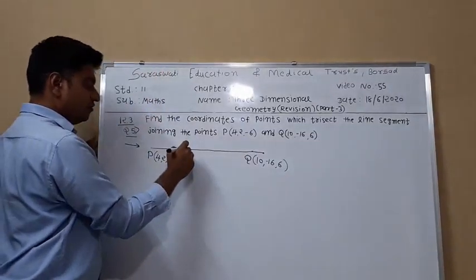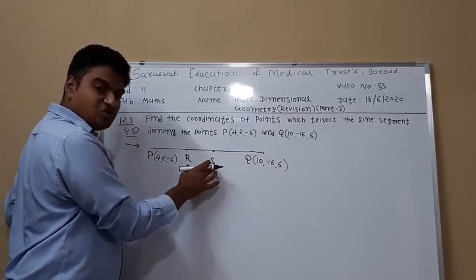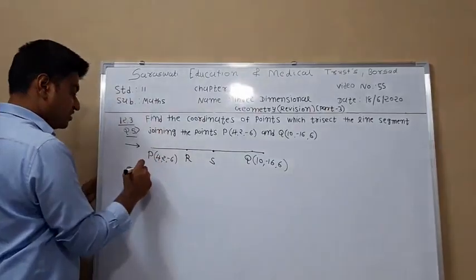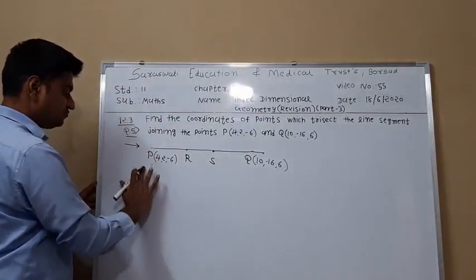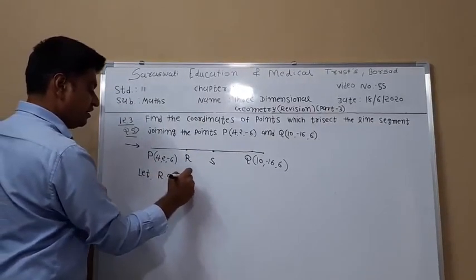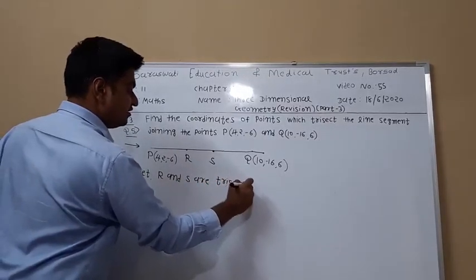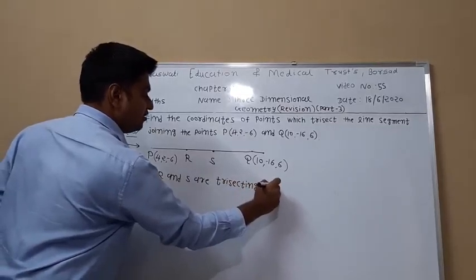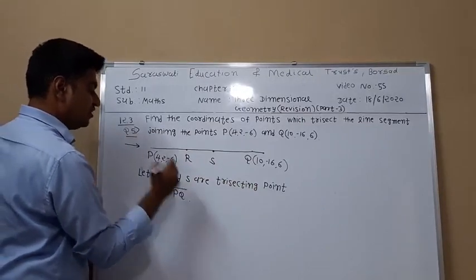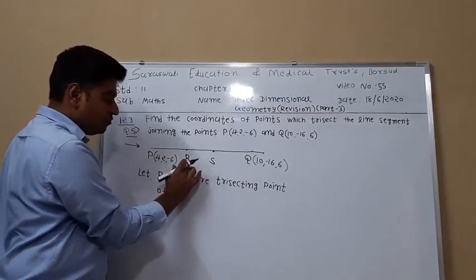Now we can take 2 points, R and S. These 2 points divide the line segment PQ into 3 equal parts. So our first step: let R and S be the trisecting points of line segment PQ. Now, after this we find the coordinates of R.